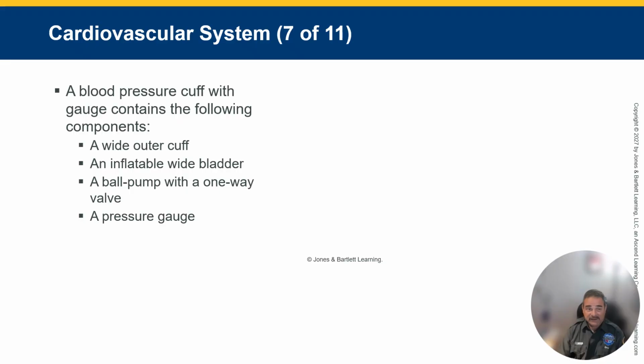A blood pressure cuff with gauge contains the following components: a wide outer cuff, an inflatable wide bladder, a ball pump with a one-way valve, and a pressure gauge. You've been trained in this already. You need to do manual blood pressures, and you can't always trust the machine that you're using. It may be incorrect. When in doubt, take a manual blood pressure.